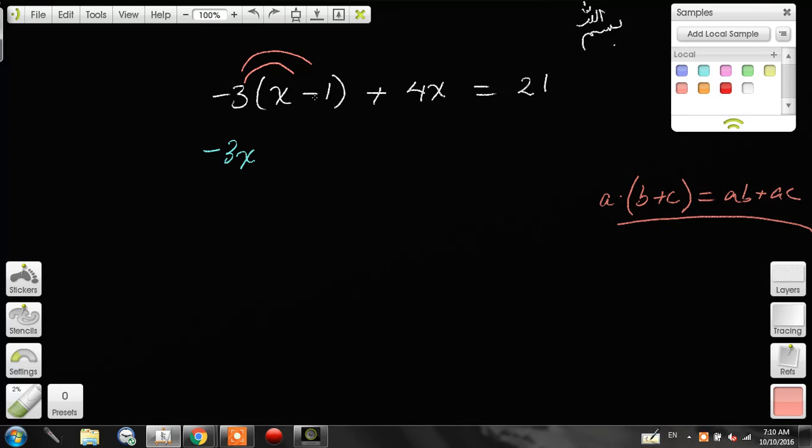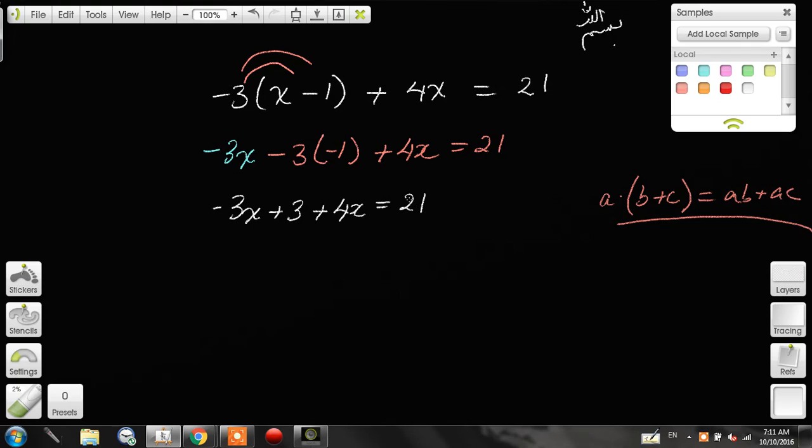Negative 3 times negative 1, okay? If you want to write this, it says negative 3 times negative 1. So what sign do you put over here, right? Well, it's the sign that belongs to this guy right here. So it's negative 3 times negative 1 plus 4x equals 21. So you have negative 3x. So negative 3 times negative 1 is positive 3 plus 4x equals 21. Now what do we do? Well, you subtract 3 from both sides to get rid of this 3.